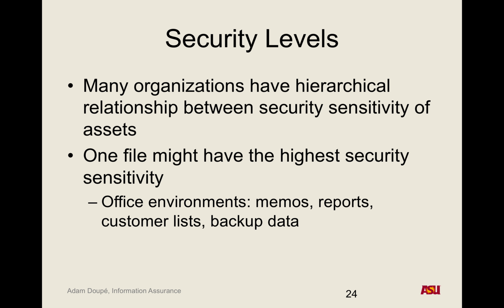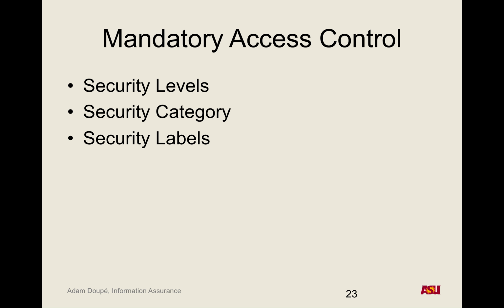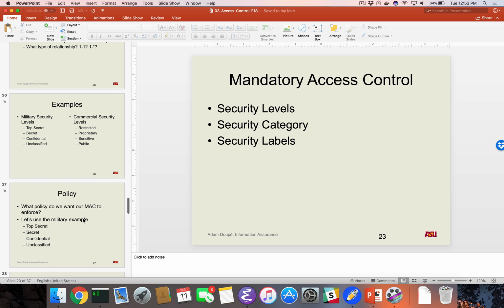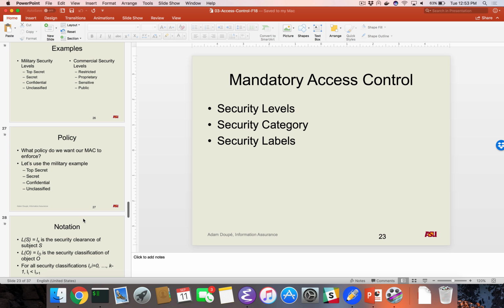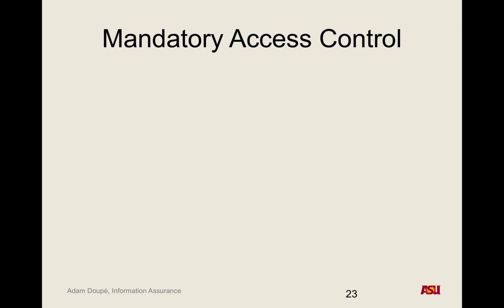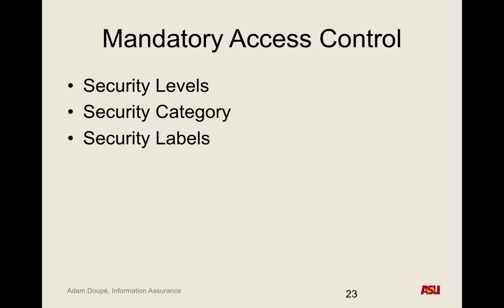In a mandatory access control system, the system itself is enforcing the access. You can think of the objects in our system as having metadata or tags on them that give information about how sensitive the data is. And you can think of it in three different ways. One is the security level.